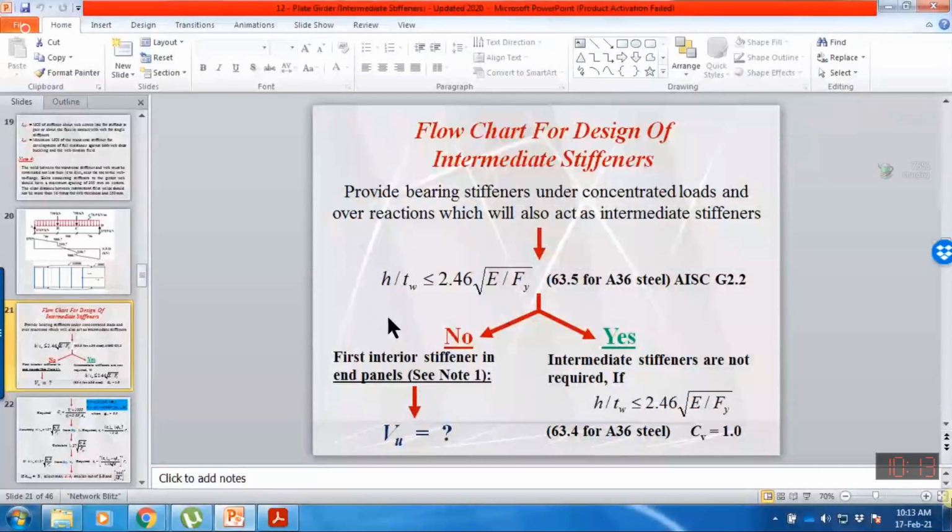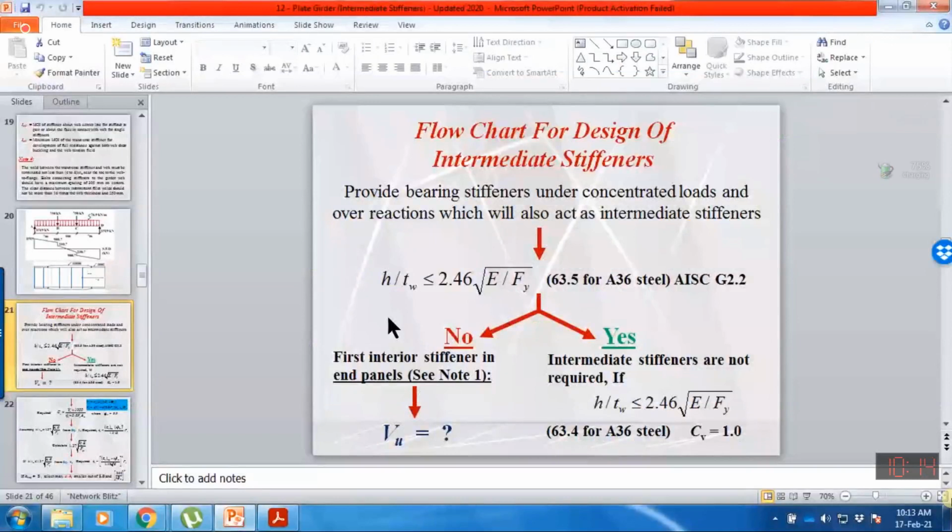What we want to achieve. Actually, in design of intermediate stiffener, the first thing is that we want to decide spacing of stiffener. And the second thing is what would be the cross-section area of intermediate stiffener. So the first thing we need to clear up is why we design the intermediate stiffener.